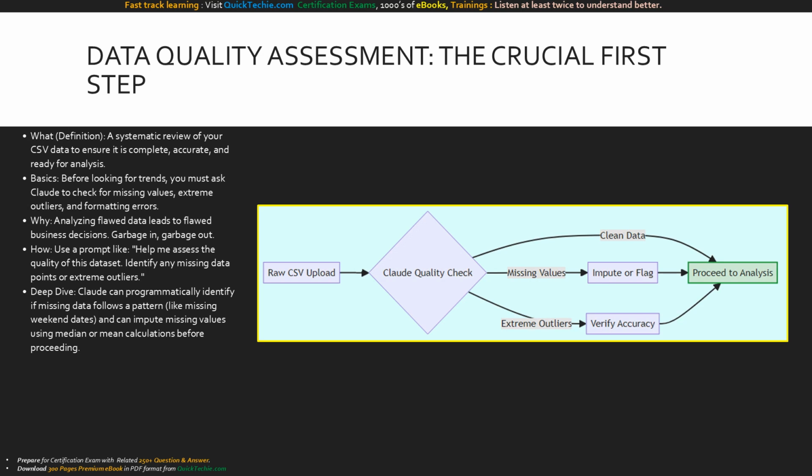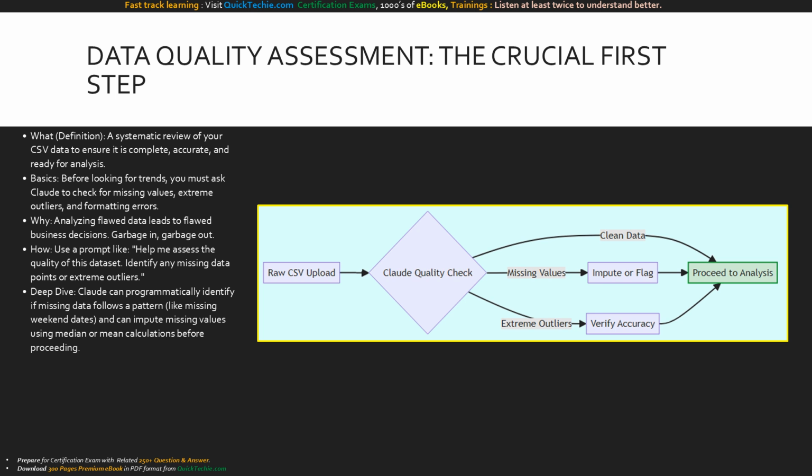Before we find the magic insights, we must perform a data quality assessment. The what is a systematic review of your CSV. The basics dictate that before you ask for a trend, you ask Claude to find missing values or extreme outliers. Why? Because making business decisions on flawed data is dangerous. We have a saying, garbage in, garbage out. How do we do this? Simply prompt, assess the quality of this dataset and flag anomalies.